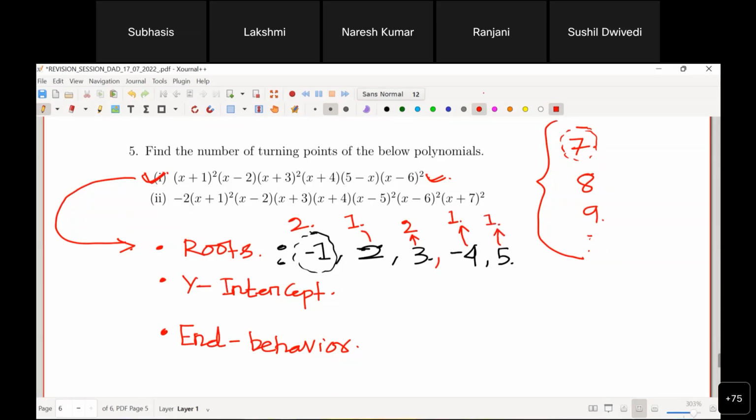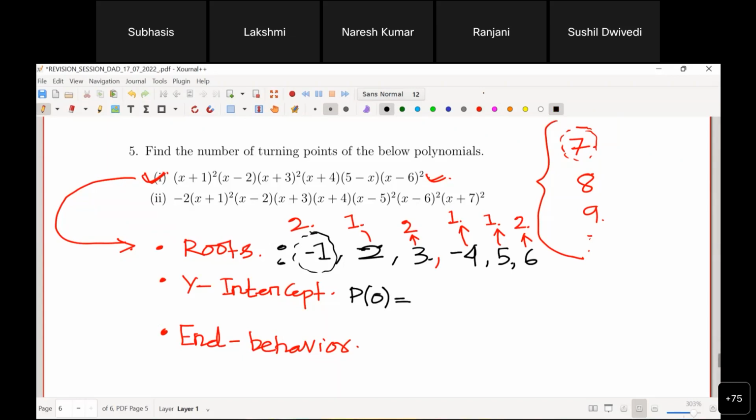And the last root is 6. Okay, and the multiplicity of 6 is 1, right? Sorry, 2. And what is the Y intercept of this polynomial? Probably it's huge. Okay, so Y intercept is P of 0.